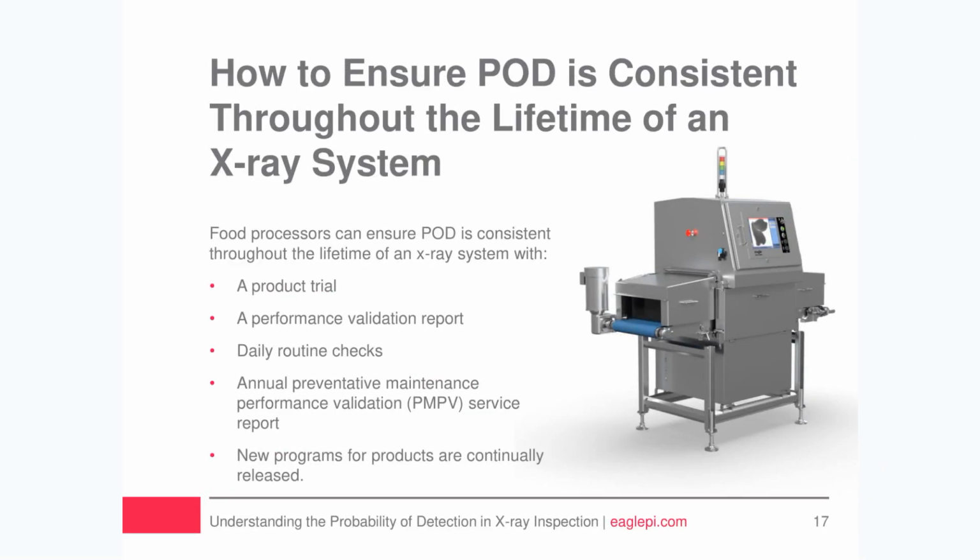Now that we've discussed the three variables that affect probability of detection, it is important to outline how food processors can ensure POD is consistent throughout the lifetime of an X-ray system. This is achieved by embarking on a product trial from the beginning of the buying cycle, having a performance validation report, conducting daily routine checks, and having annual preventative maintenance, performance validation, PMPV, service reports. These four factors will help your X-ray machine run optimally throughout the course of its lifetime. We will discuss these in more detail in the coming slides.